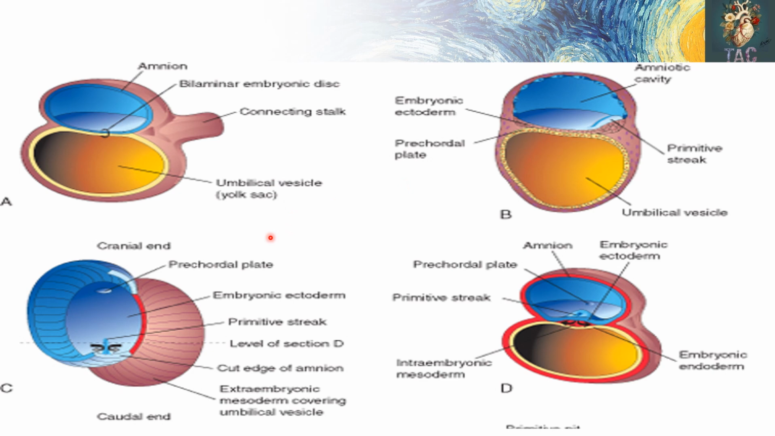So this is the diagram. Here you can see the bilaminar germ disc is present, which consists of the epiblast and hypoblast. The epiblast is facing the amniotic cavity and the hypoblast is forming the roof of the umbilical vesicle. Here you can see the connecting stalk. In this diagram you can see the primitive streak has now started to appear, and in this section you can also see the primitive streak, and at this level of section D you can see the cells start to migrate and slip beneath the epiblast, and they come to lie between epiblast and hypoblast.